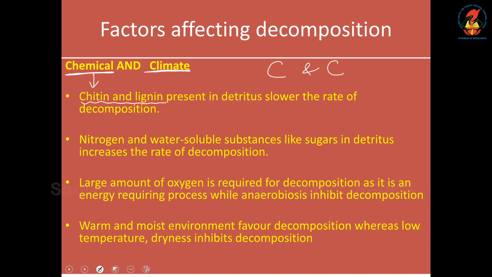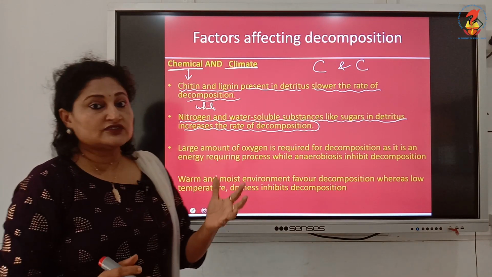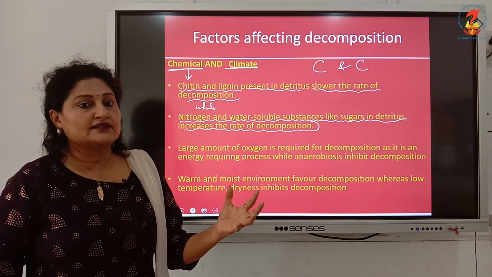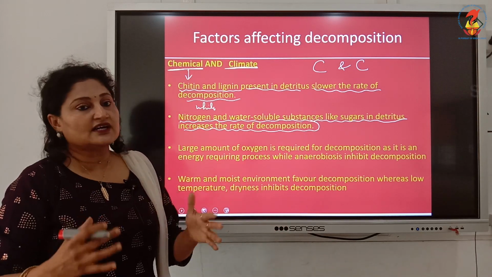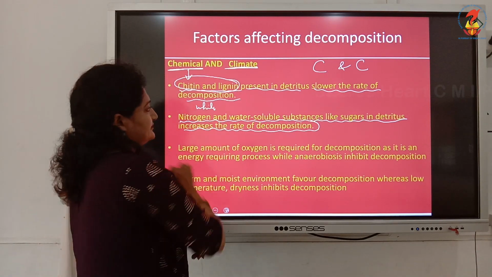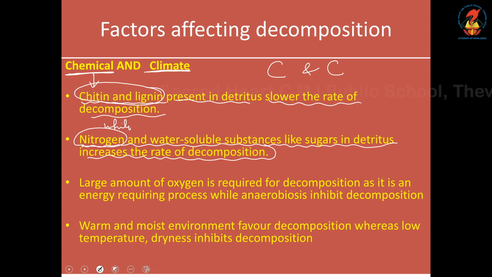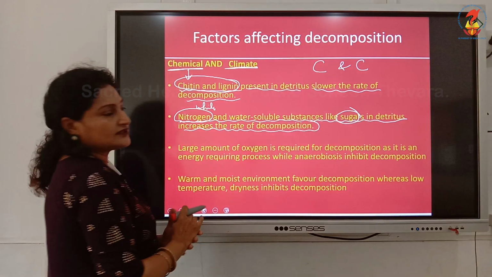If chitin and lignin are present in the detritus, it slows the rate of decomposition. Whereas if nitrogen or water soluble substances like sugar are present in the detritus, it increases the rate of decomposition. So we saw the presence of certain chemicals favors decomposition, and the presence of other chemicals retards decomposition. What retards decomposition is lignin and chitin, and what enhances decomposition is nitrogen and sugars. So that is dealing with chemicals.